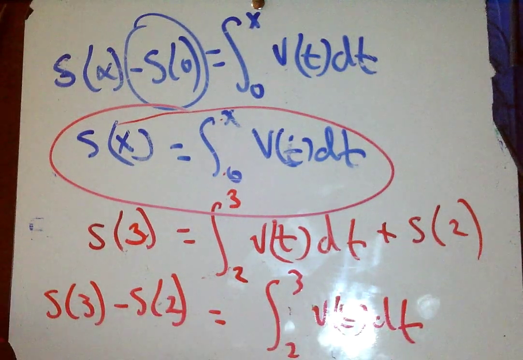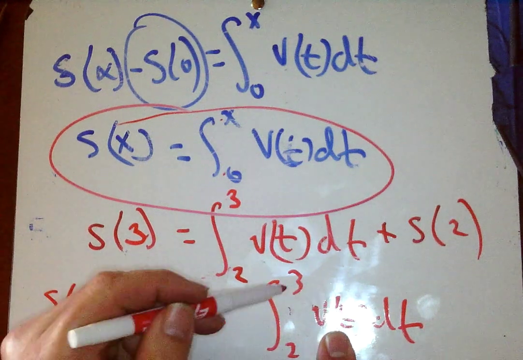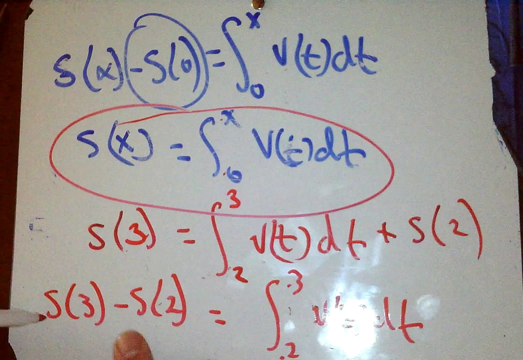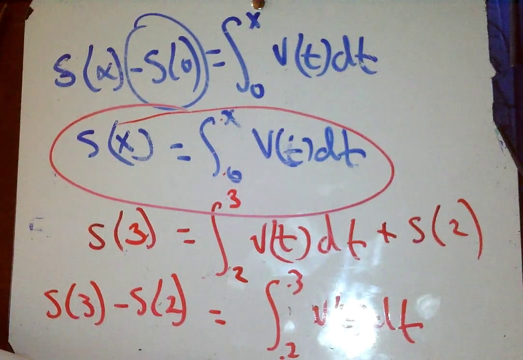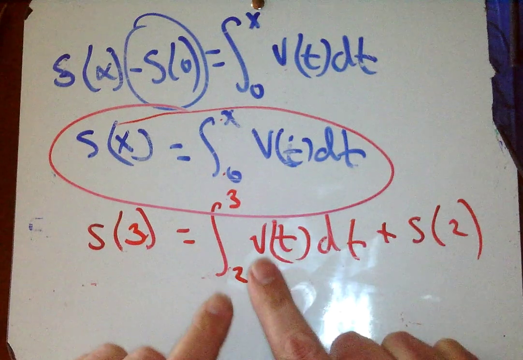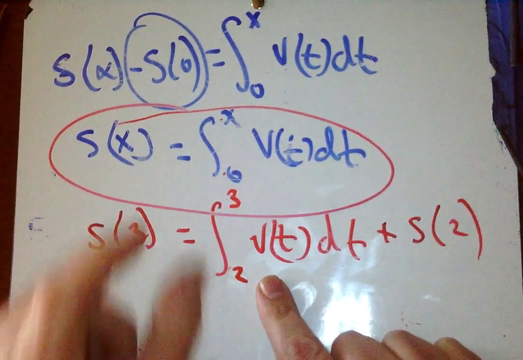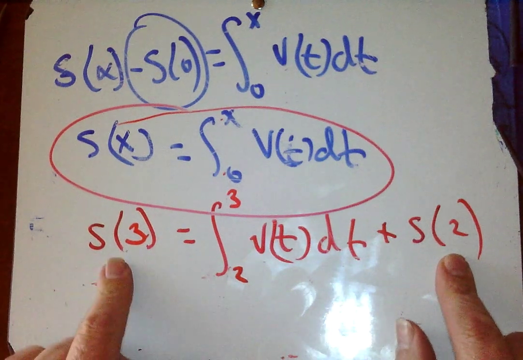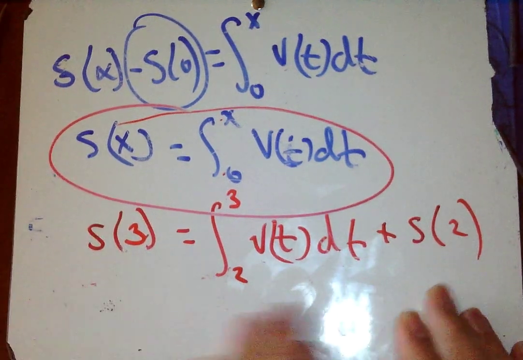Well, that makes a lot of sense to me. If I find the antiderivative of this, I'm going to plug in a 3 and plug in a 2. The antiderivative of velocity is position. So really, if I find the integral from 2 to 3, that's just that one little strip, and I add what I had before to get my new value. And I think I'm going to do that.